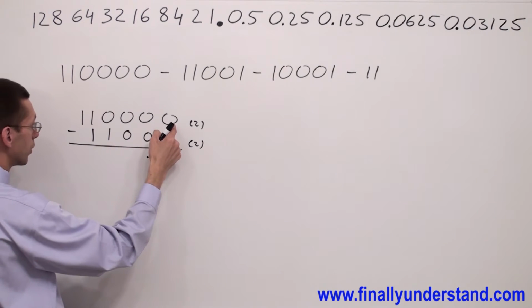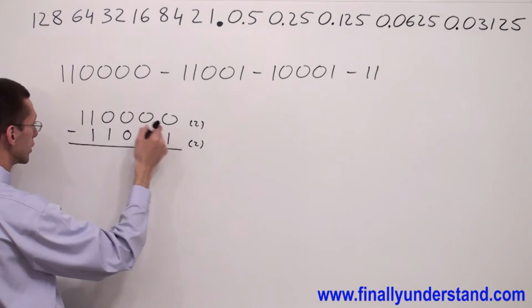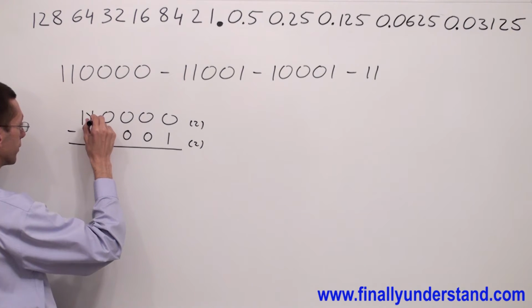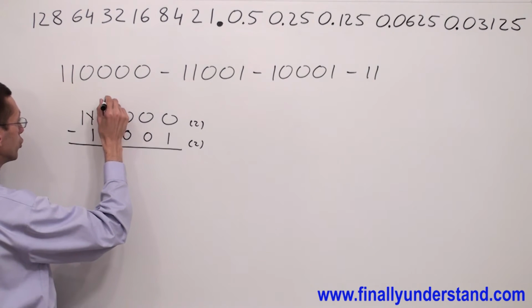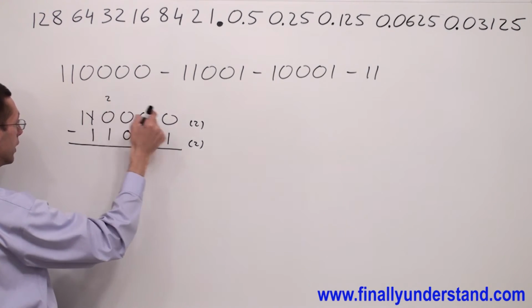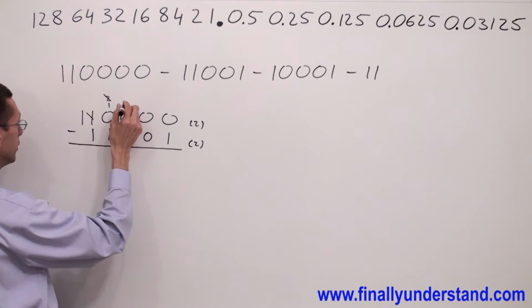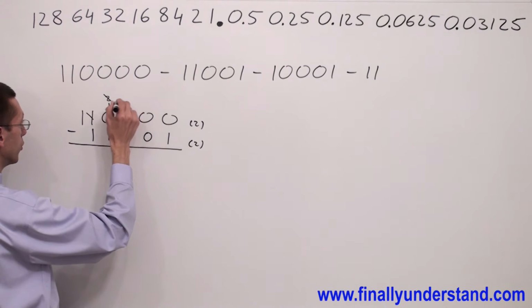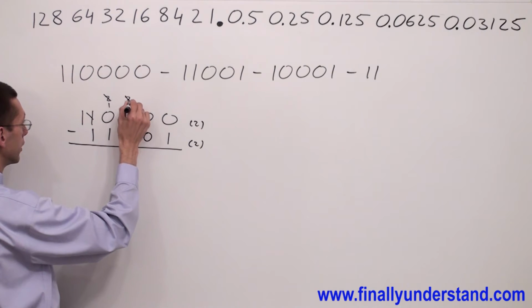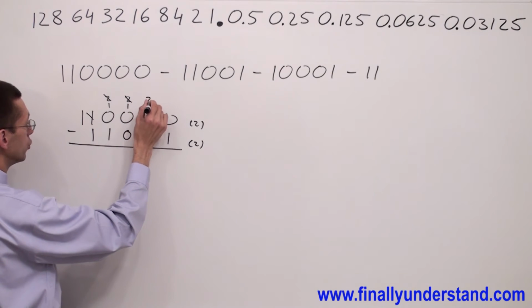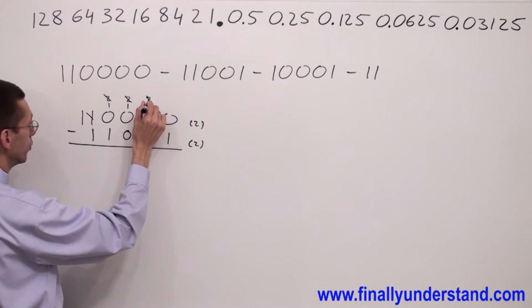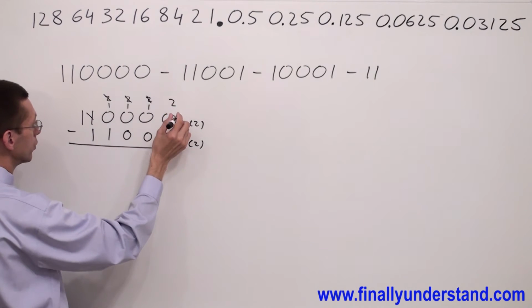I cannot subtract 1 from 0, that's why I'm going to borrow 1 from here. This one becomes 2 over this bit, but I have to go up to this point. So it means I have to borrow 1 from this 2, and I'm going to end up with 1. And this borrowed 1 is going to be 2 over here. Again, I'm going to borrow 1, and this becomes 2.